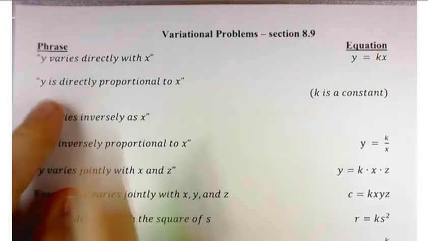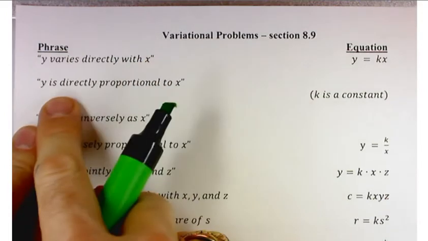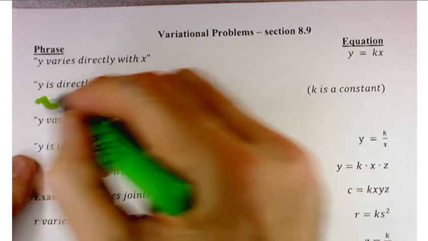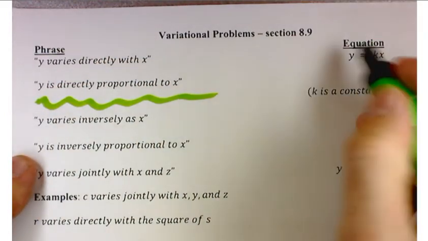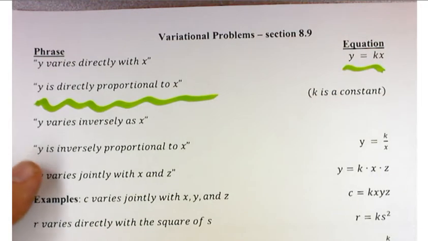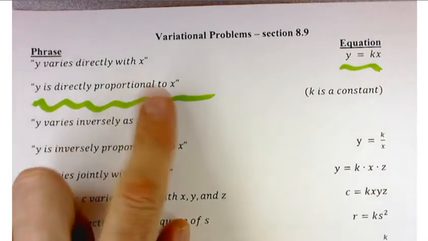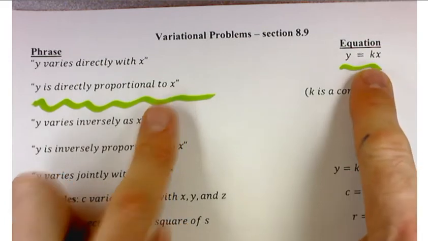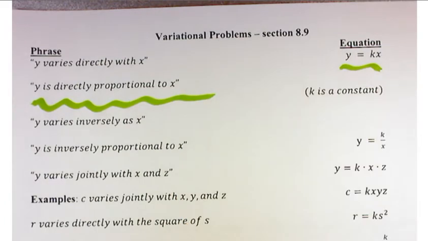There's a couple ways to express direct variation. That is, y varies directly with x, or y is directly proportional to x. So these two refer to a mathematical equation like this: y equals kx. So y is your variable, x is a variable, k is some constant of proportionality. During the process of solving the problems, we're going to have to figure out what k is, but they're going to give you some information that'll help us solve for k.